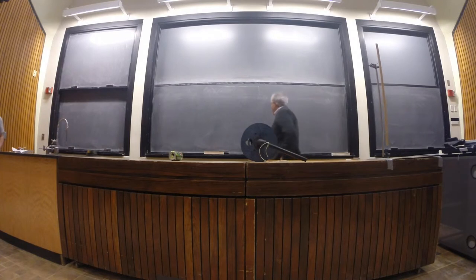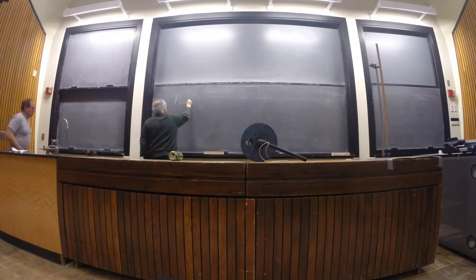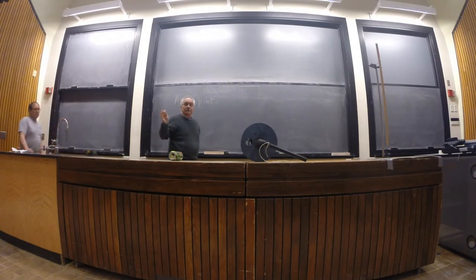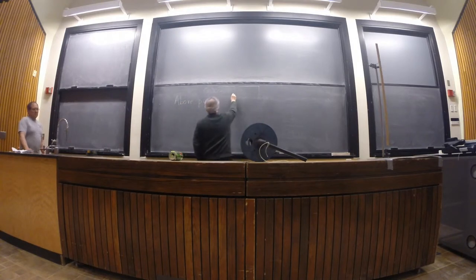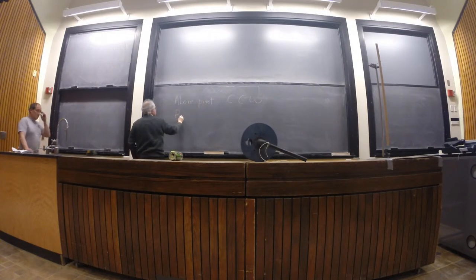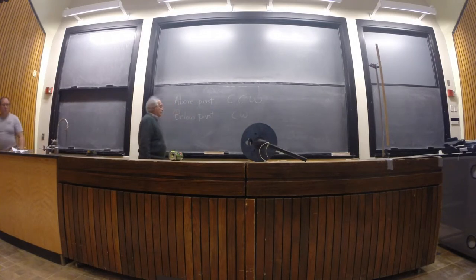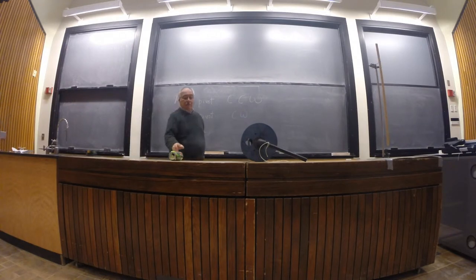Let's write it down so that we don't forget. Above pivot, what do we say? Counterclockwise. CCW. Below pivot, what do we say? Clockwise. CW. And let's draw the force so that we know in what direction the force is. The force is in that direction. Okay? All right.